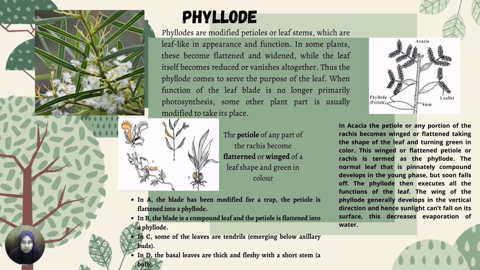In acacia, the tip or any portion of the petiole becomes flattened, taking the shape of the leaf and turning green in color. The flattened tip or petiole is termed as the phyllode. The normal leaf that is genetically compound develops in the young phase, but soon falls off. The phyllode then executes all the functions of the leaf. The wing of the phyllode generally develops in the vertical direction and hence sunlight cannot fall on its surface. This decreases evaporation of water.